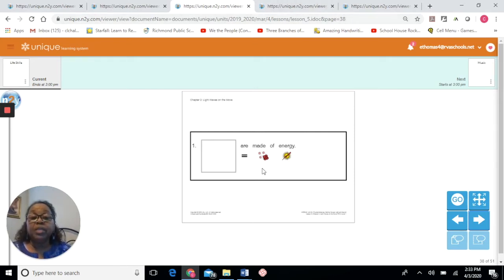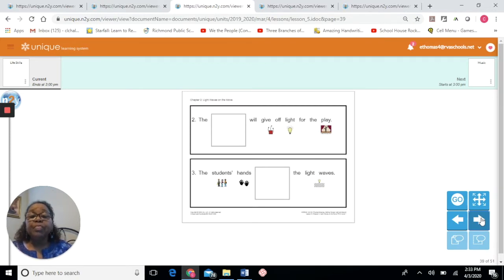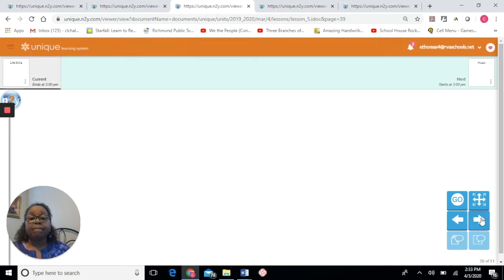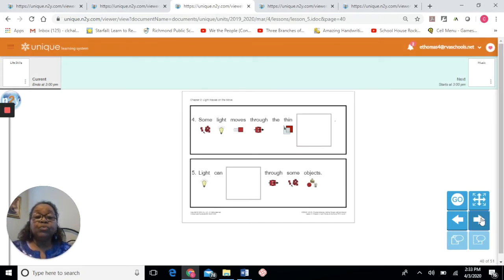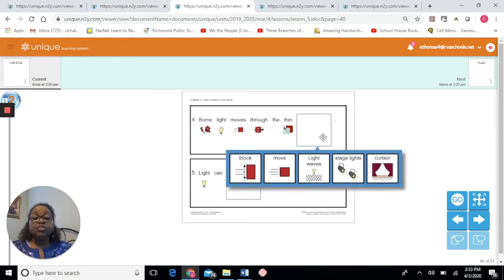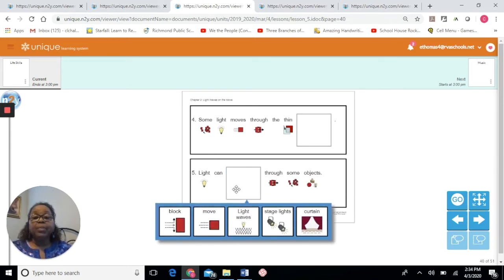We have a question. The first question would be, blank are made of energy. So what is made of energy? Next question is, the blank will give off light for the play. The student's hands blank the light waves. Some light moves through the thin blank, and you will have choices to make to help decide what that possible answer is. Light can blank through some objects.